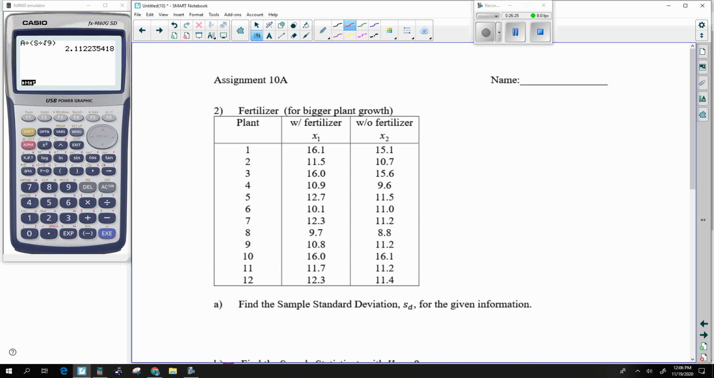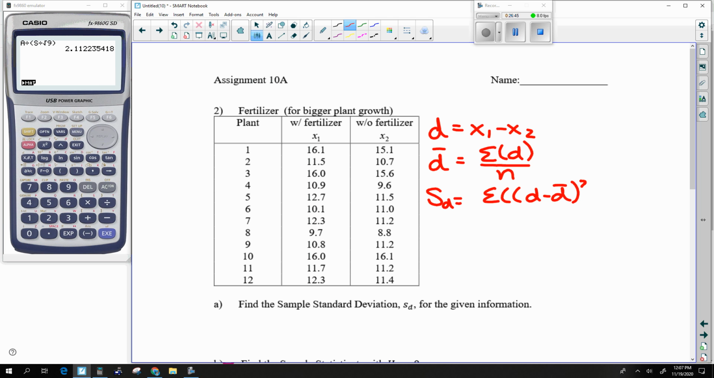All right, so again, all of the formulas that you need to know. Difference is x1 minus x2. D bar is the average, so that's the sum of the differences divided by the number of numbers. Sample standard deviation, S, is equal to the square root of the sum of (D minus D bar) squared, divided by n minus 1. T is going to be D bar divided by S divided by the root of n. I think that's pretty much all you need to know. You also need to know a degree of freedom, but that one's easy peasy. It's not a big deal.